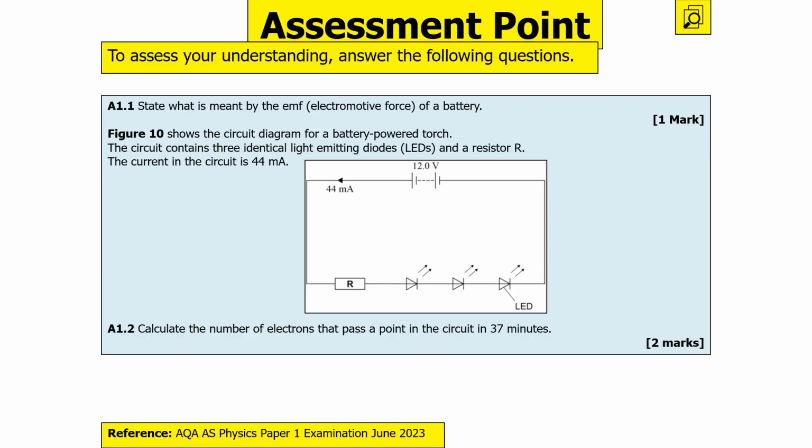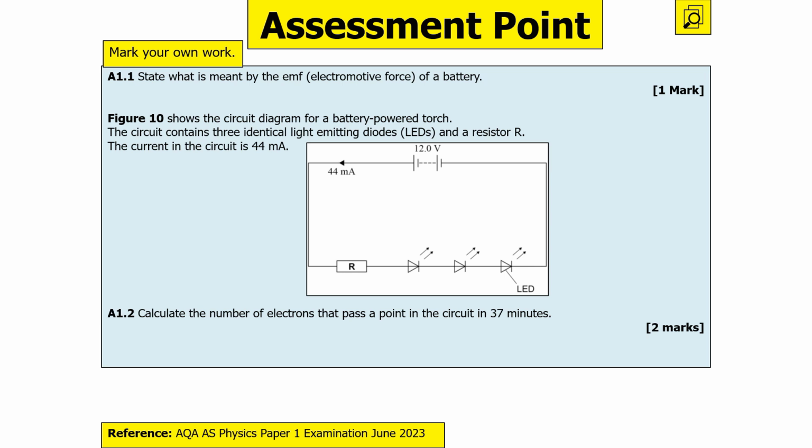Our next question says, state what is meant by the EMF of a battery. Figure 10 shows the circuit diagram for a battery powered torch. The circuit contains 3 identical light emitting diodes and a resistor R. The current in the circuit is 44 milliamps. Calculate the number of electrons that pass a point in the circuit in 37 minutes. So pause the video now, then unpause the video when you want to go through your answer.